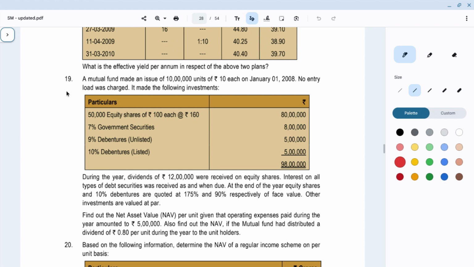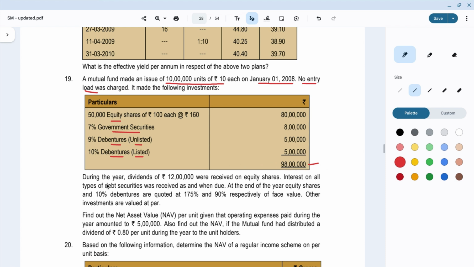Question number 19. A mutual fund made an issue of 10 lakh units of rupees 10 each on Jan 1, 2008. No entry load was charged. It made the following investments: equity shares, government securities, debentures unlisted, debentures listed. And these total to 98 lakh.